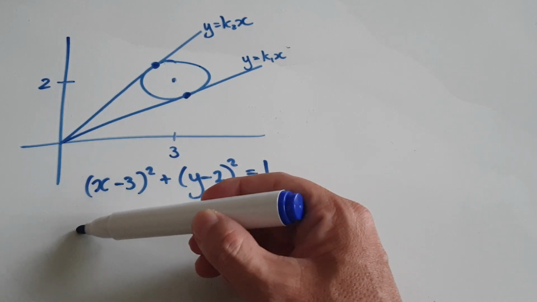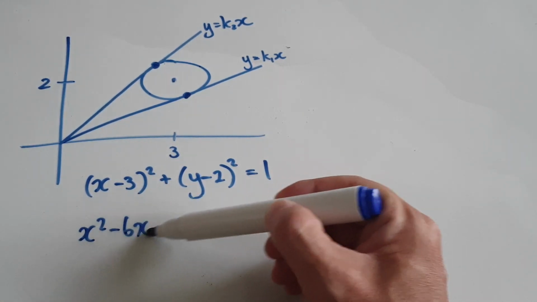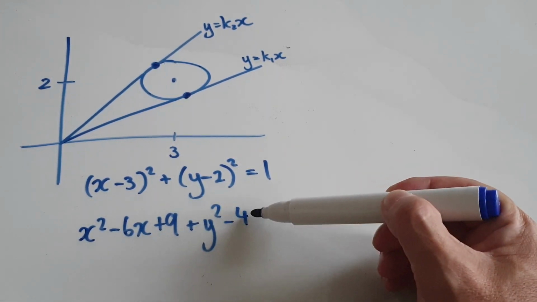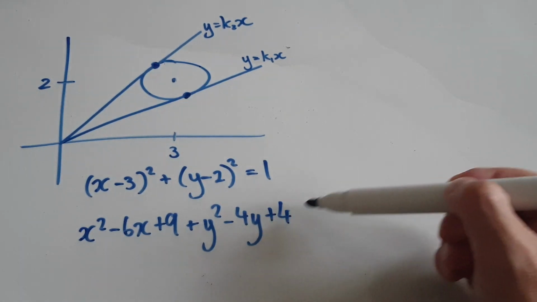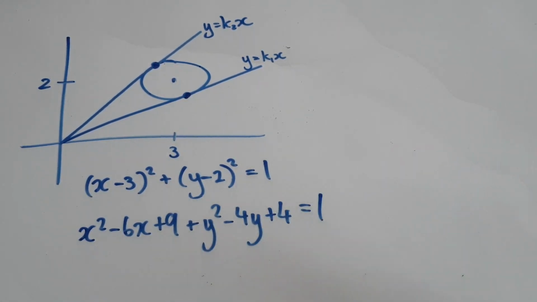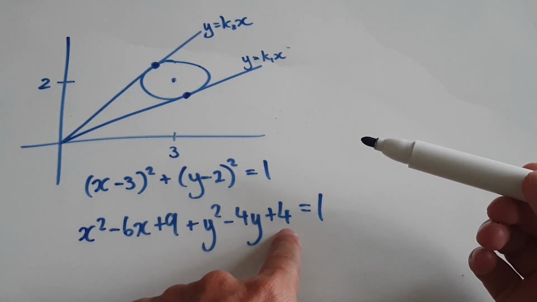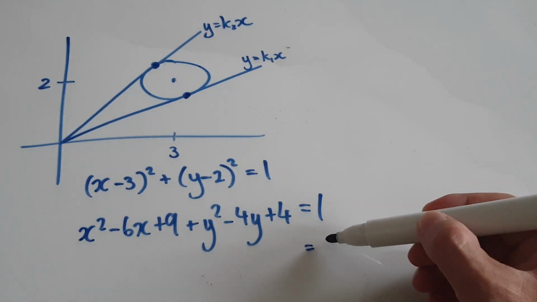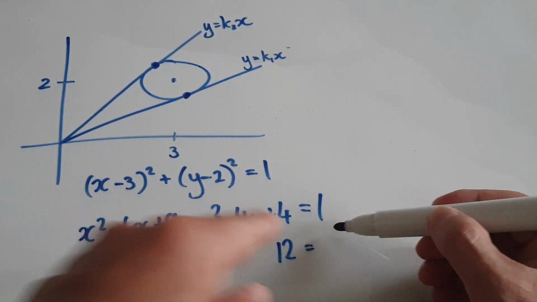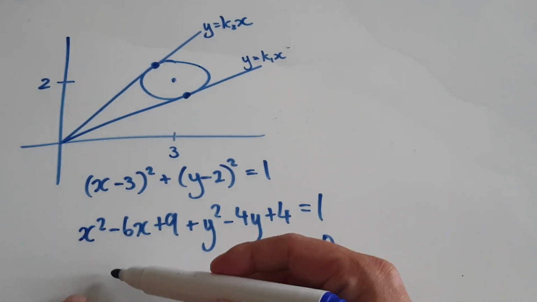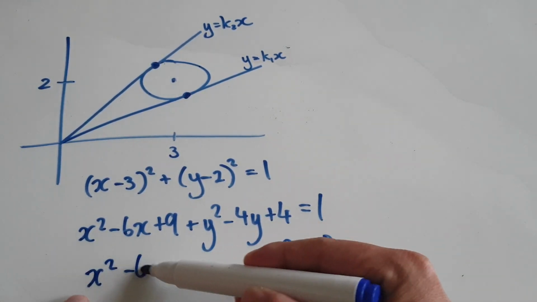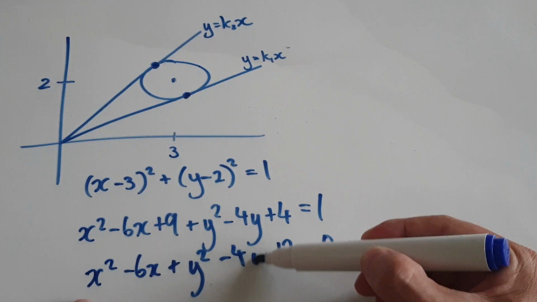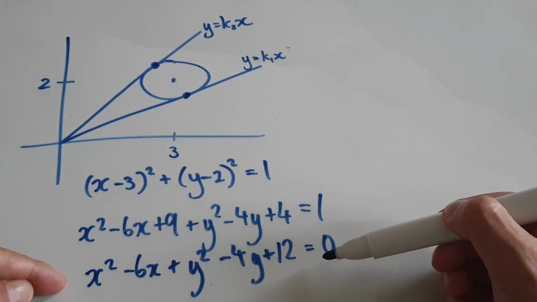So multiply this out. That will then give us x squared minus 6x plus 9. Multiply this out will then give us y squared minus 4y plus 4 equals 1. So now single number, single number, single number. 9 plus 4 is 13, and then take away 1 from both sides. That would be 12. What's left is x squared minus 6x plus y squared minus 4y, so this thing will then become this.